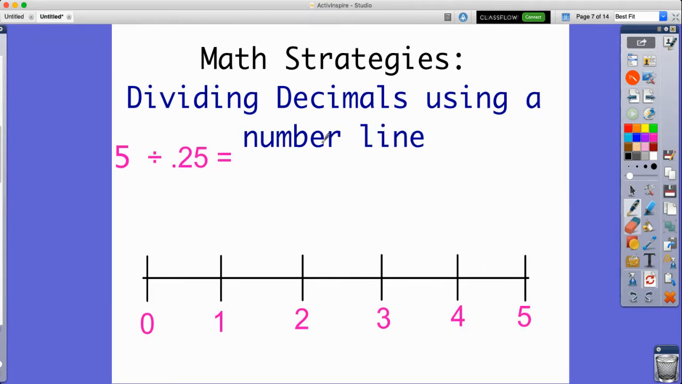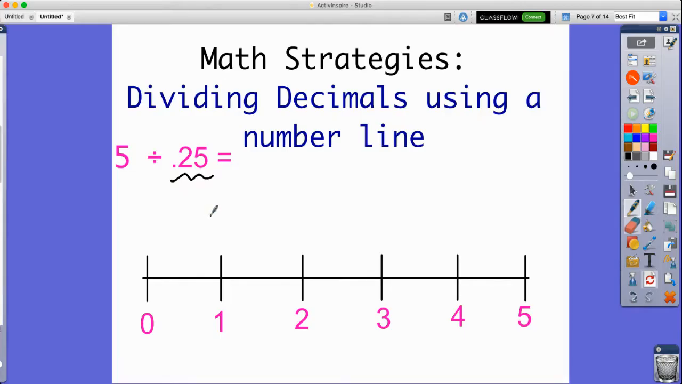Let's look at another example. So now we have 5 divided by 25 hundredths, and we're going to use a number line for this. So just know that in 5th grade, you will only have a decimal either in the dividend or the divisor. In this case, it is a divisor. Later on, when you get to 6th grade, you will divide using decimals in all different places. So I'm going to think about this 5 divided by 25 hundredths. 25 hundredths is the same thing as a quarter, because that is how you would write the value of a quarter.